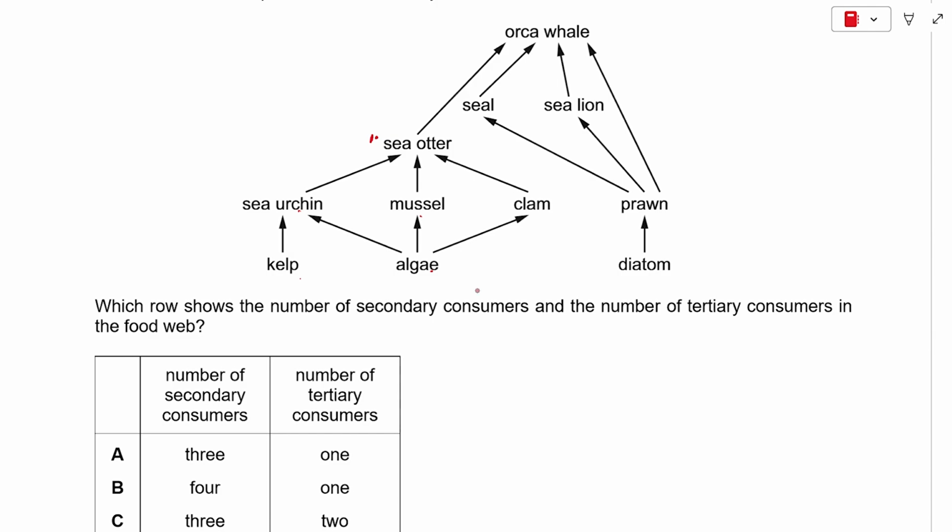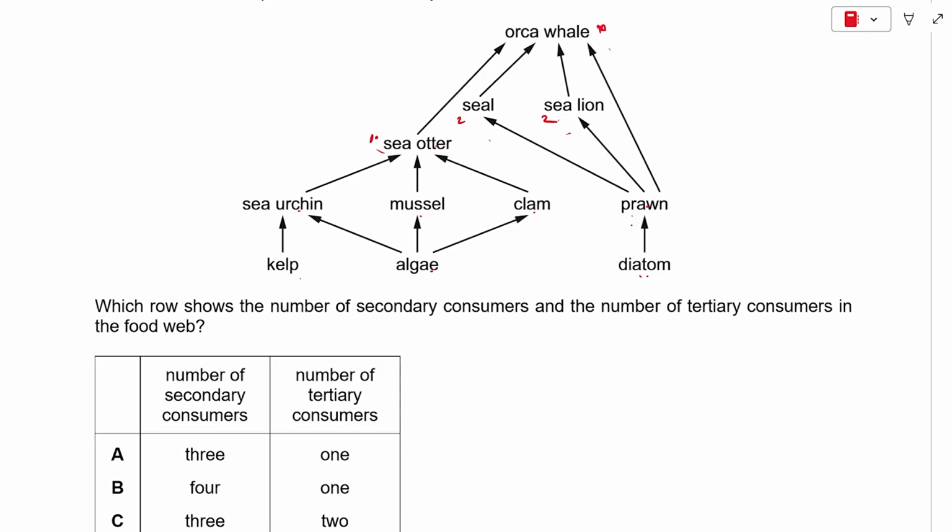Producer, primary consumer, secondary consumer. Yeah, 4. So secondary consumers, we have 1, 2, 3, 4. Those are secondary consumers. Now let's go to the tertiary consumers.